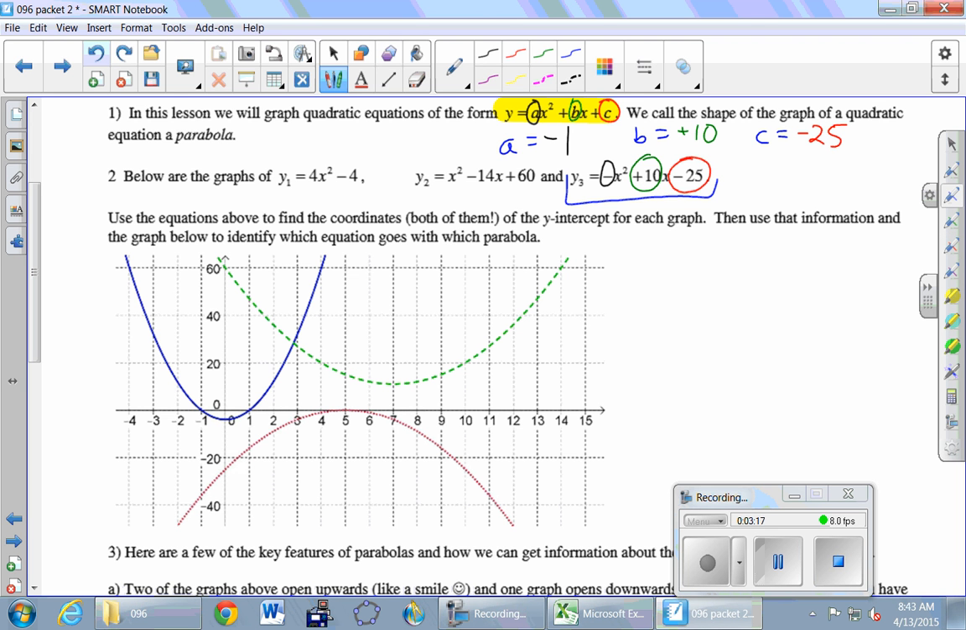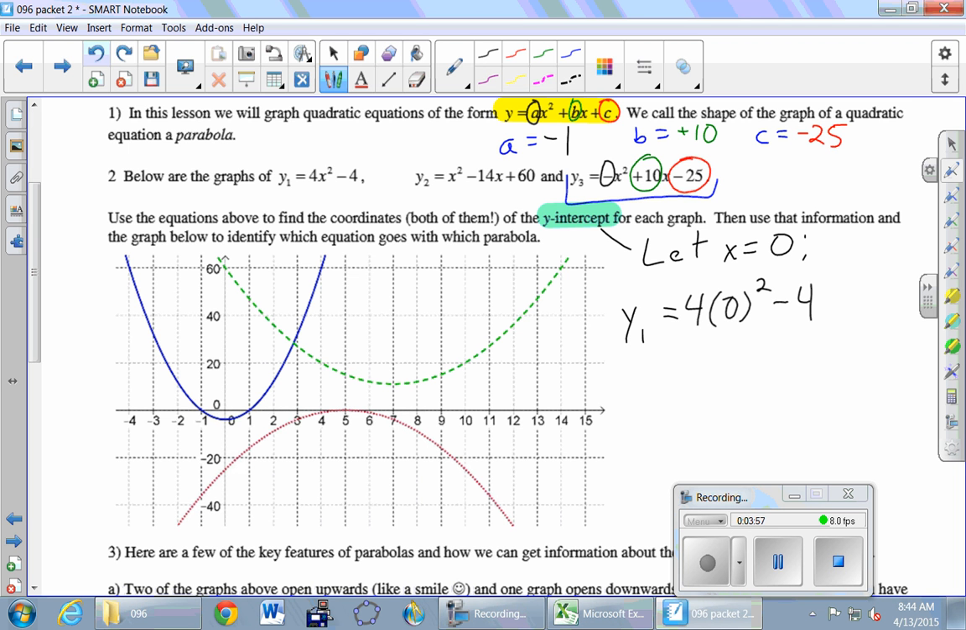Okay, so we haven't done this in a while, but finding y-intercepts is a process we did way back when. What do we do to find the y-intercepts of anything? 0 for what? 0 for the y? 0 for the x. Which one is it? 0 for the x. Remember, to find an intercept, you let the other variable be 0. So to find the y-intercept, we're going to let x equal 0. So let's try that for the first equation, y1. So we're going to change all the x's into zeros. So that becomes 4 times 0 squared minus 4.